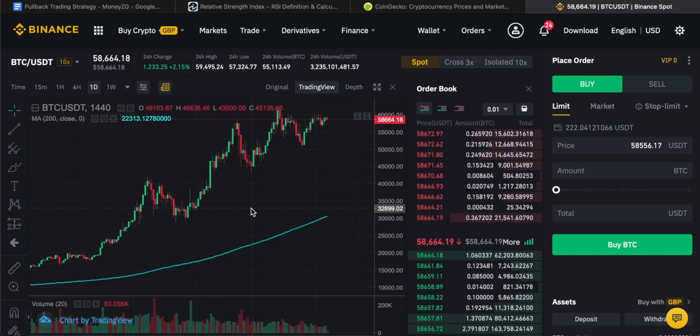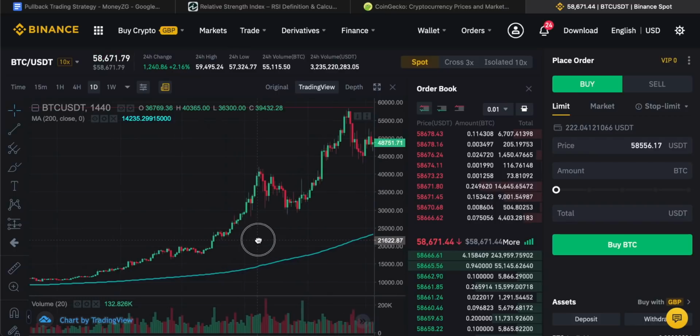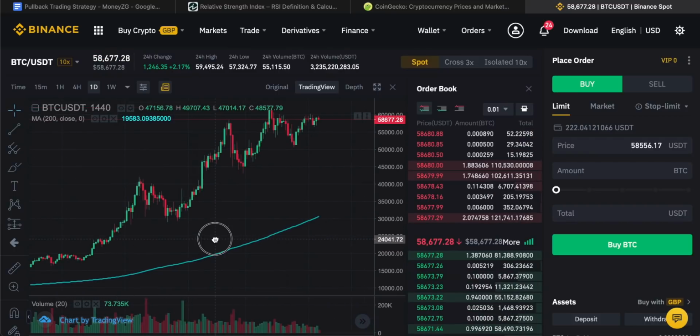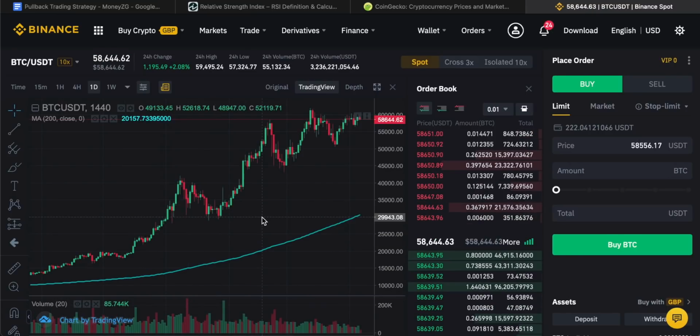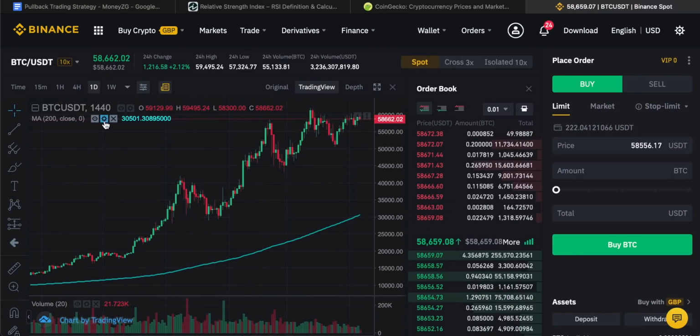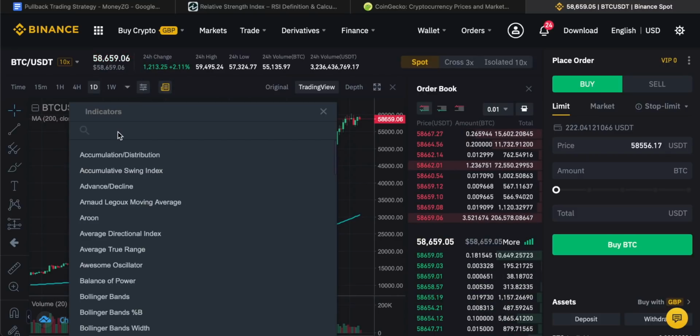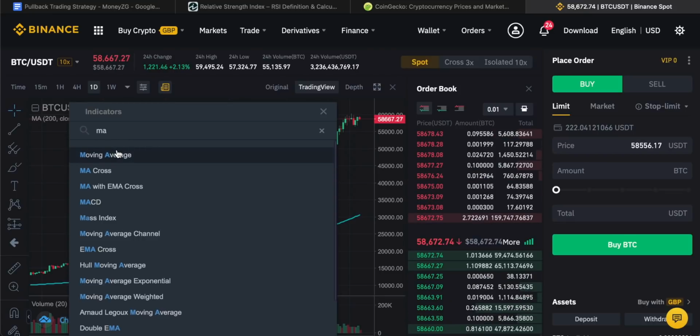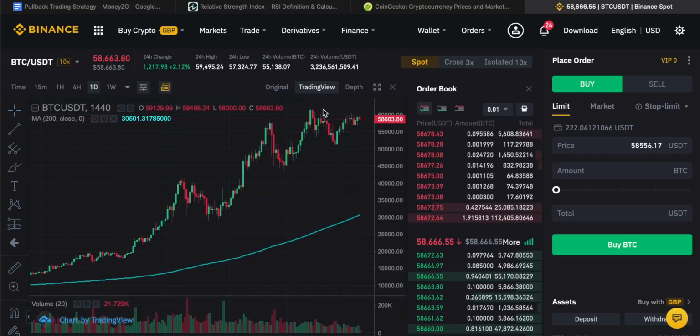The reason for this is that if the price is below the 200-day moving average, then we could assume that the chart is actually not in an uptrend. If you're not sure how to get moving averages on the charts in Binance and it's not here for you, then you can come up to these technical indicators right here and search for MA, and then it'll give you moving average. Really simple.